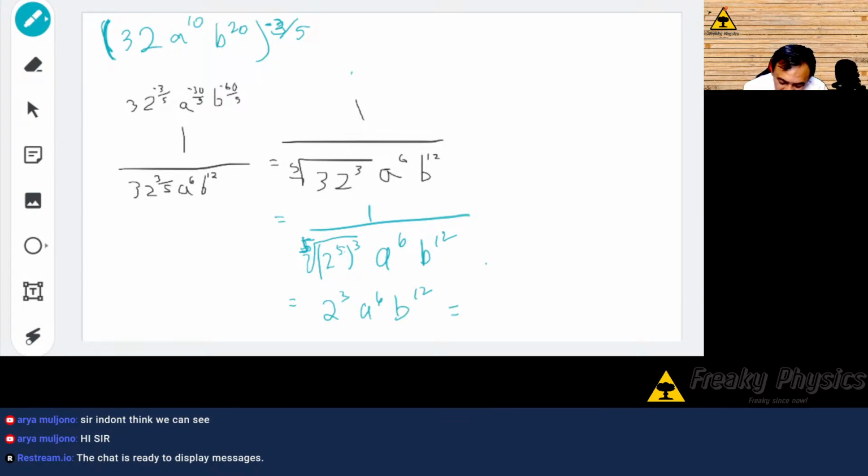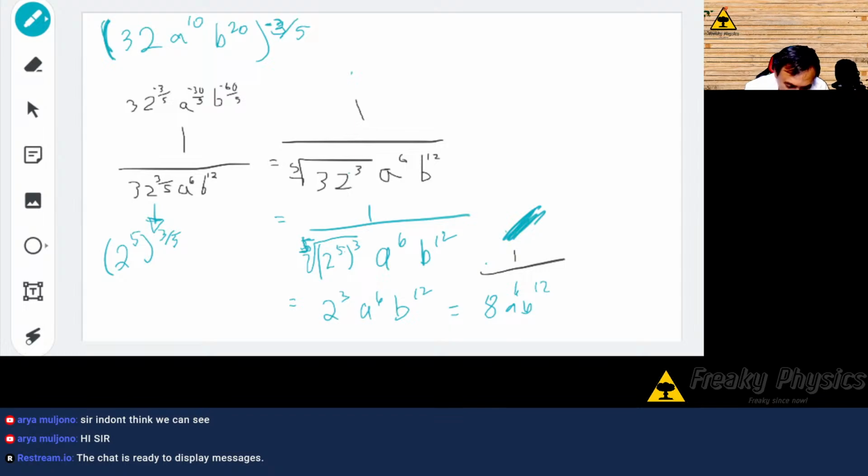So that's finally going to give you 8 a^6 b^12, right? So this is the way that we did it earlier. Now here's another shortcut. I'm going to write 32 straight away as 2 raised to 5. So that's going to be (2^5) raised to 3/5.